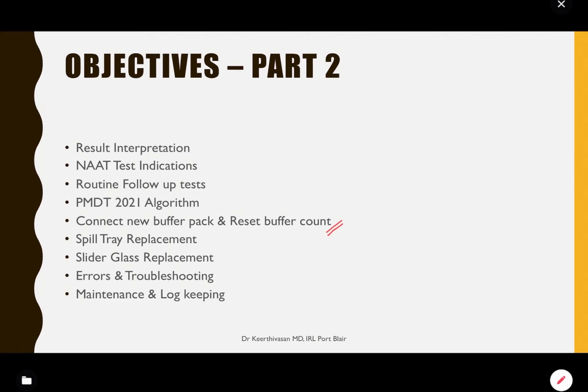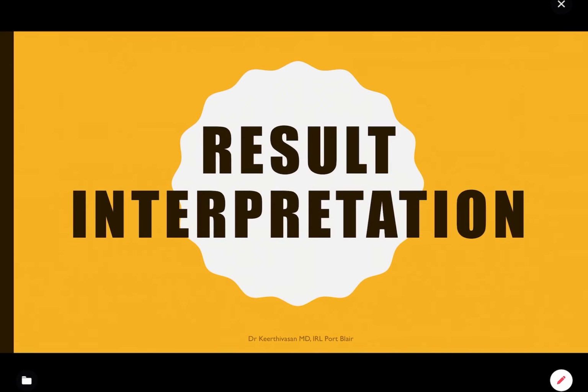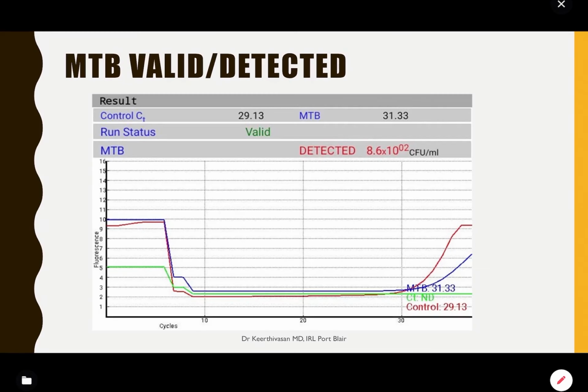Then we'll see how to replace a spill tray, then how to do a slider glass replacement. Then we'll see the different types of errors and how we can do troubleshooting. And then we'll see the different steps to do for maintenance of these machines and also how to keep a maintenance log.